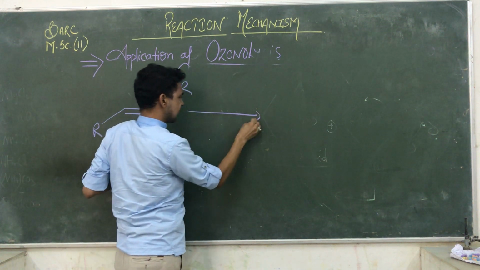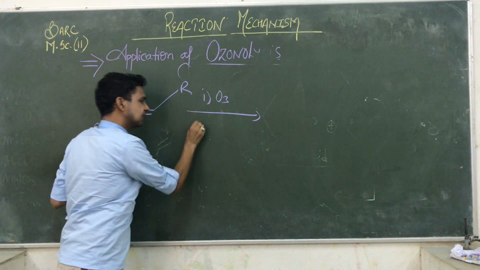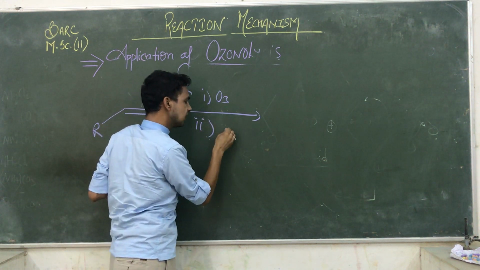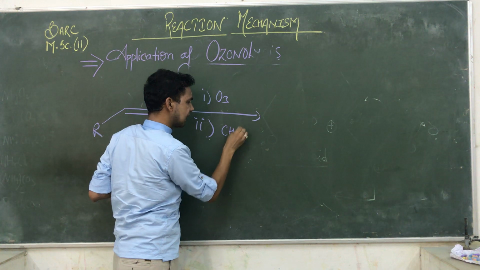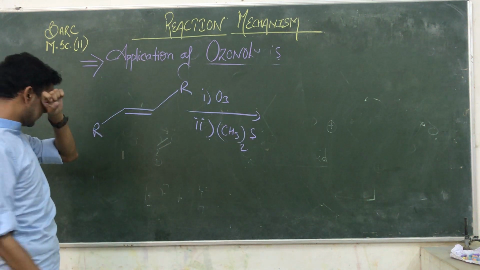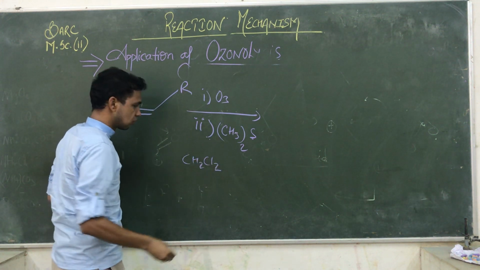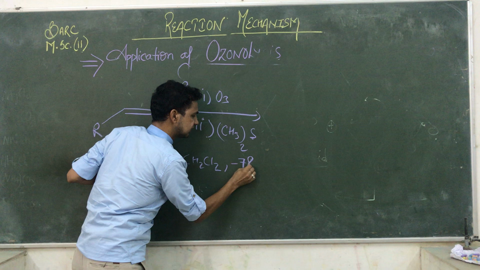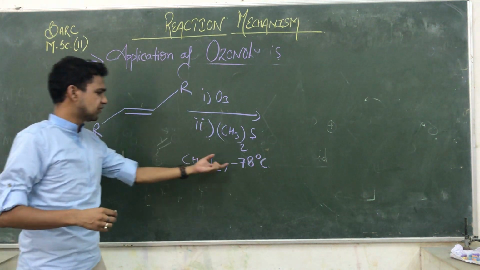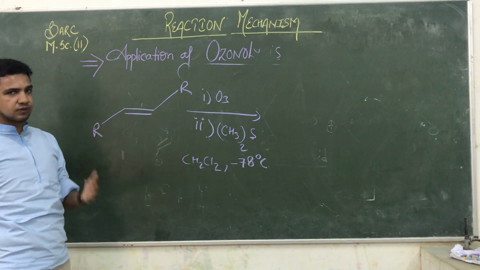The reaction takes place first of all with ozone, and then in the second step, if you are using dimethyl sulfide, such a reaction takes place in the presence of CH2Cl2. It is a kind of solvent, and the temperature is -78 degrees Celsius. The temperature and solvent remain the same in all ozonolysis reactions.